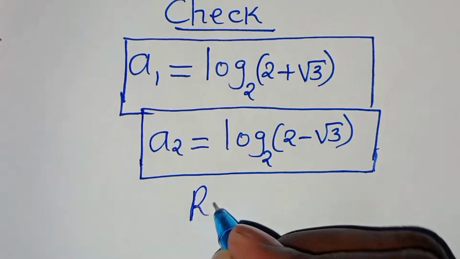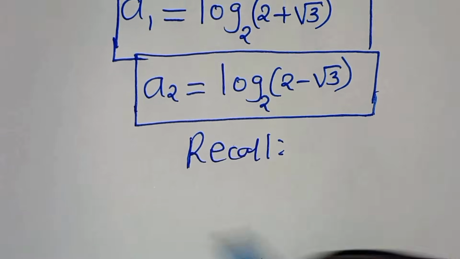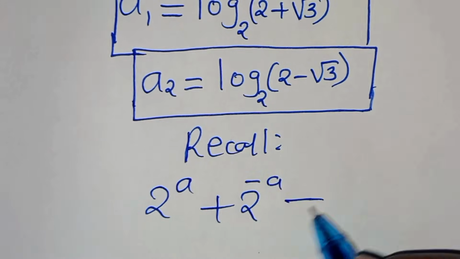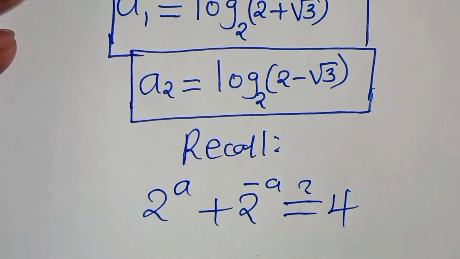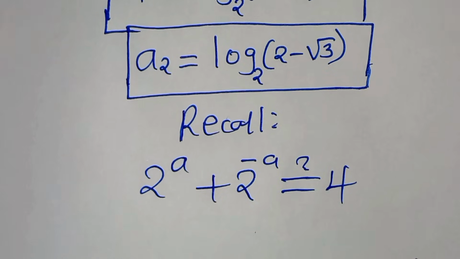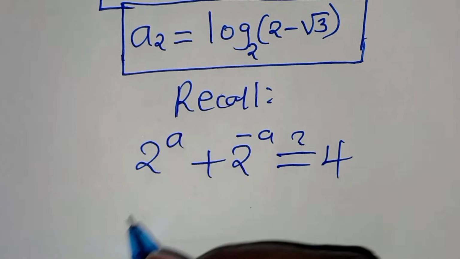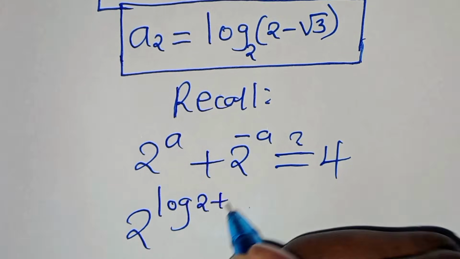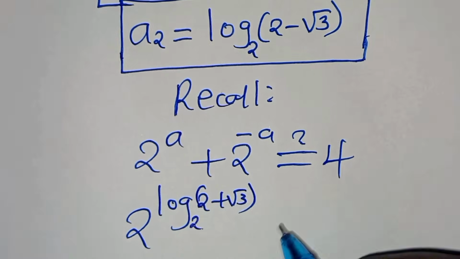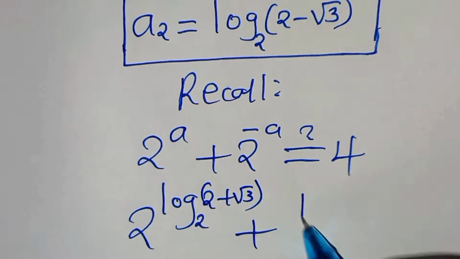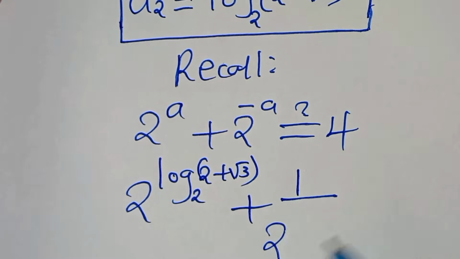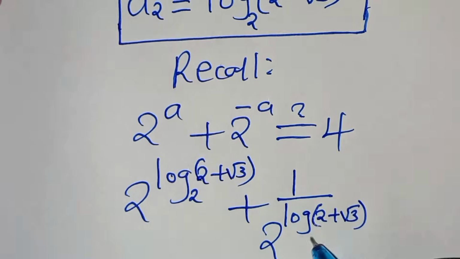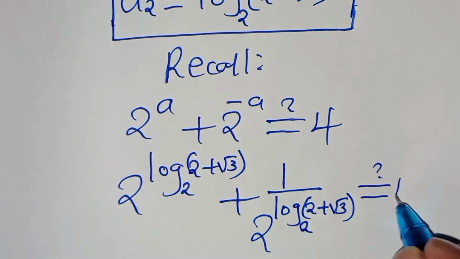Now if you recall, we have that 2 to the power of a plus 2 to the power of negative a. This is supposed to give us a value of 4. So let's substitute a1. Let's start with a1. So this is 2 to the power of log of 2 plus square root of 3 to base 2. Then plus, this is the same thing as 1 over 2 to the power of log of 2 plus square root of 3 to base 2. This is supposed to give us a value of 4.